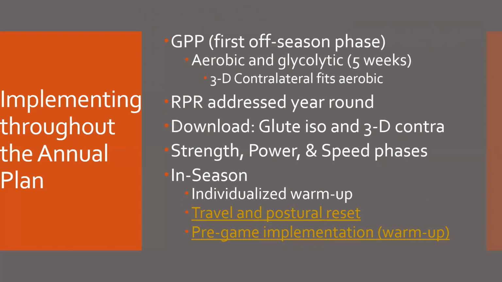But so you see they get a pretty high stimulus of that entire pyramid when we begin our off season. Our RPR, reflexive performance reset, is going to be addressed year round. And then during downloads, we're going to go back to our glute iso and 3D contralateral. Obviously, with the EMG shown before, it's going to be important to utilize that throughout the year, because otherwise you're going to see athletes start to drop off. That residual may not be there as long for some as others, and they just may not be as high functioning athletes as previously thought by the staff.